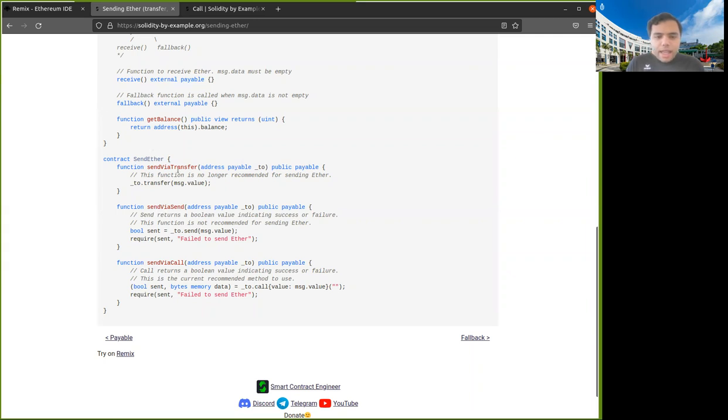But actually, another version or another way of sending money that is more recommended these days is via a function call.